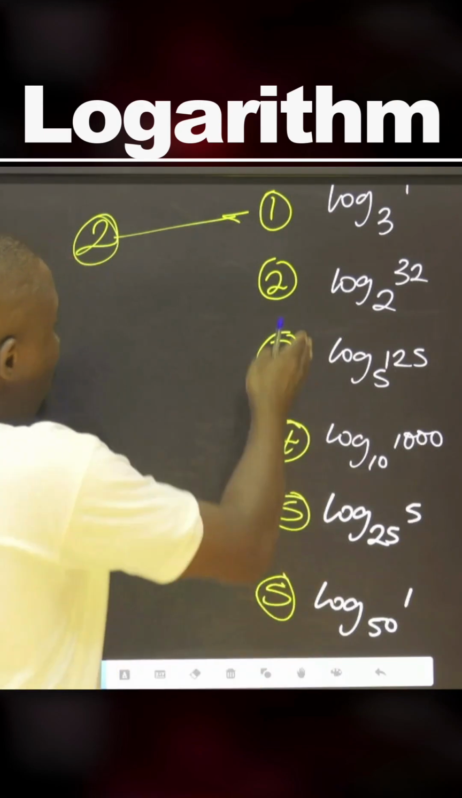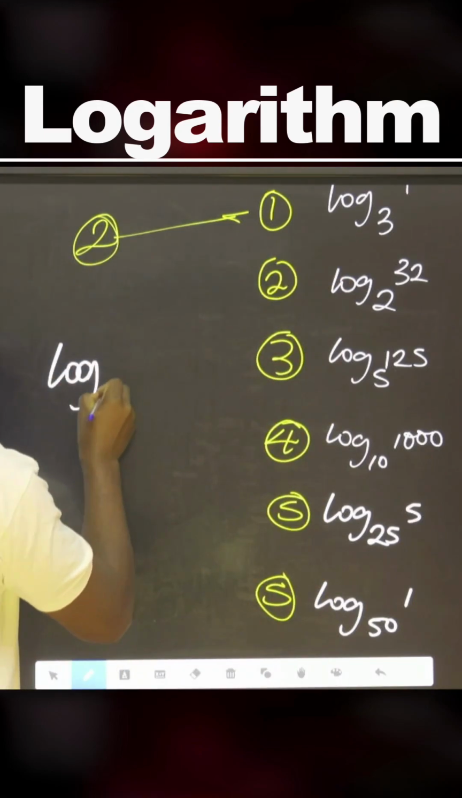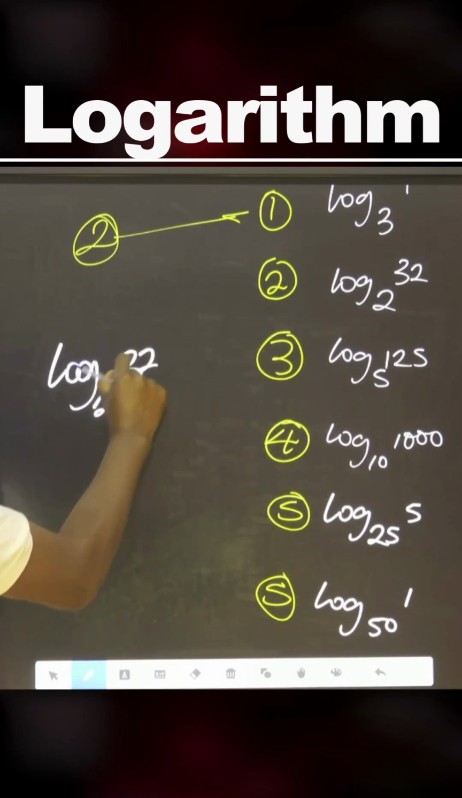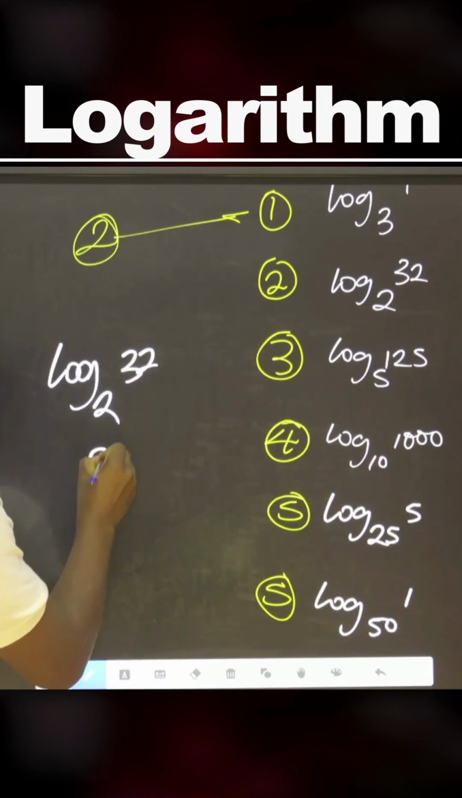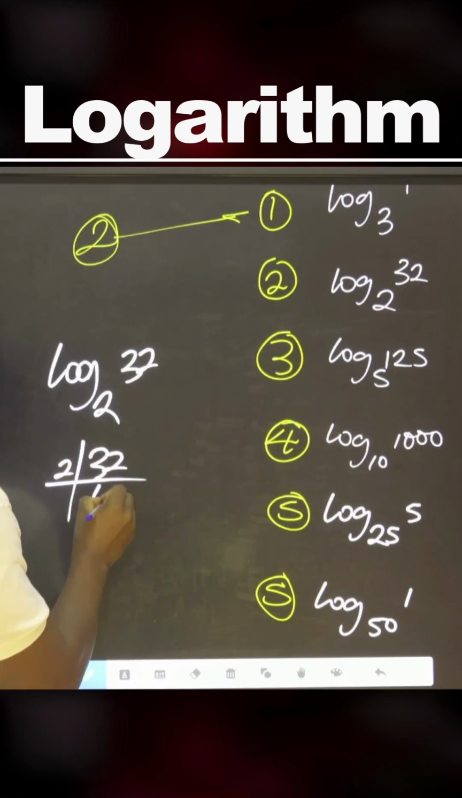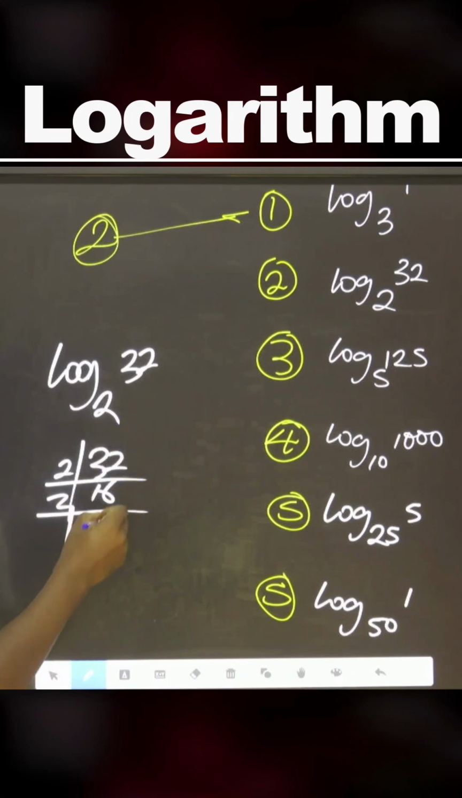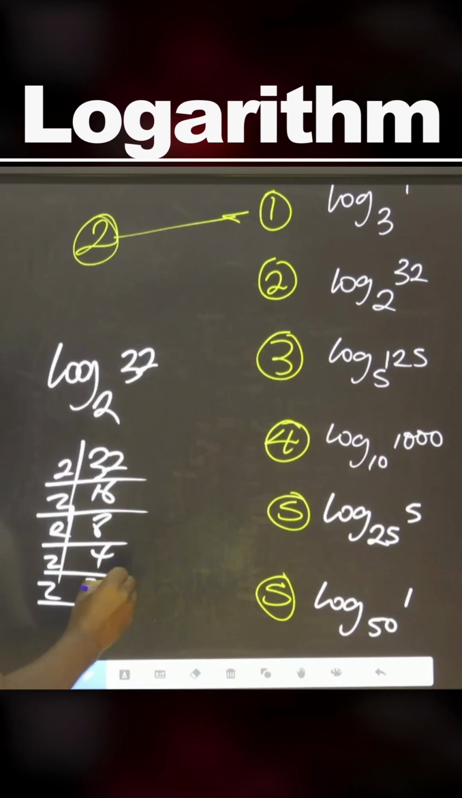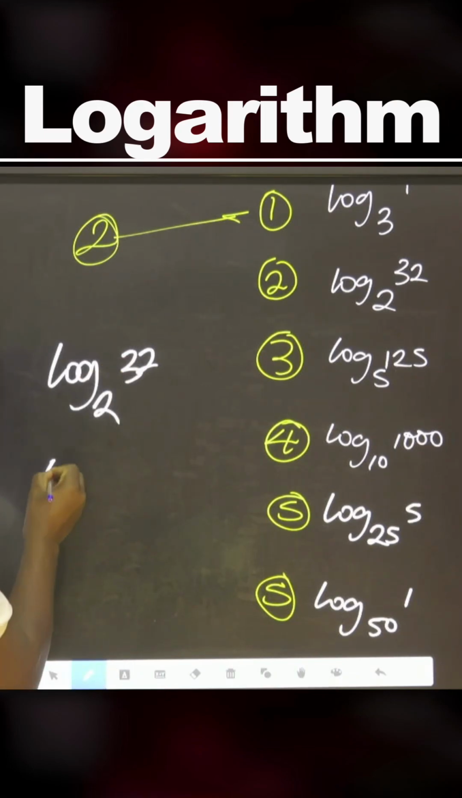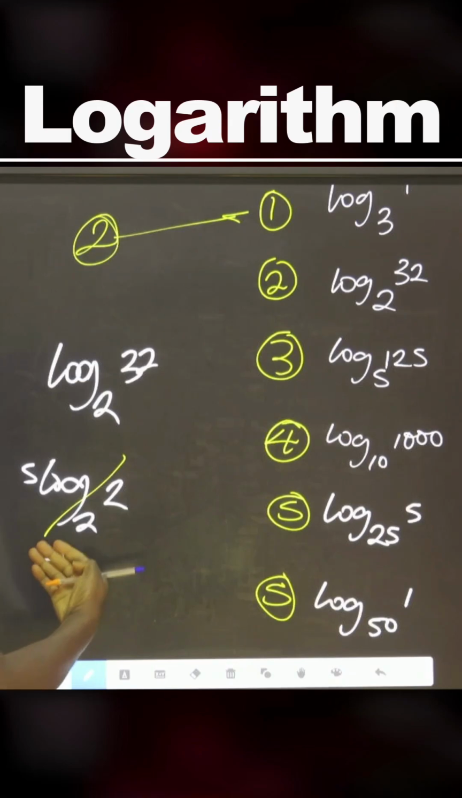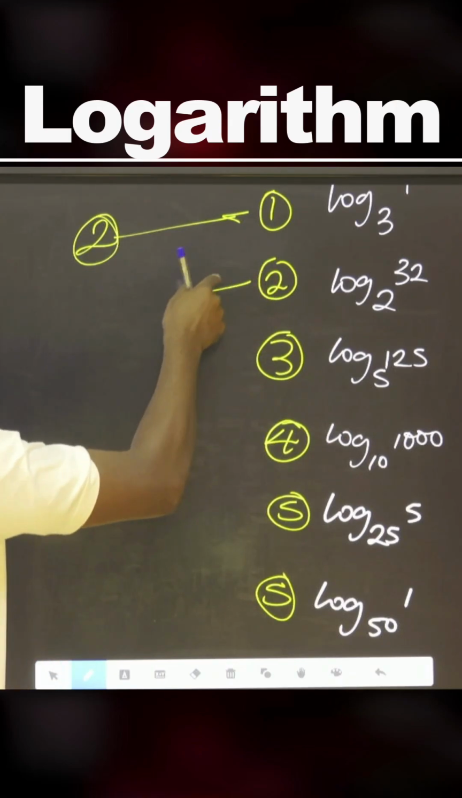For this second one, what is 32 in terms of 2? I don't want to repeat myself again here. Here is 16. Here is 8. 2 into this, 4, 2, 2, 2, 1. That is 1, 2, 3, 4, 5. That is to say this is 2 to the power 5. It means that this 5 should go to the back. This is 1. 5 times 1 equals 5. So this now is 5.